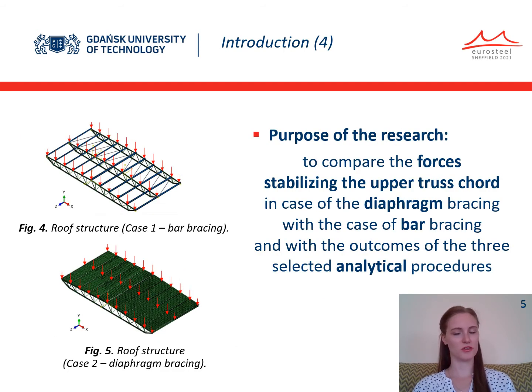The main objective of the research was to compare the forces stabilizing the upper truss cord in case of diaphragm bracing with the case of bar bracing, using direct numerical way of considering initial imperfections of the truss girder. Additionally to numerical analysis, the outcomes of the three selected analytical procedures were used for comparison.